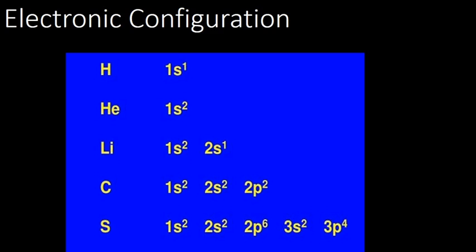Now if we take carbon, there are 6 electrons, so 1s2 2s2 2p2. If we take sulfur, it is 1s2 2s2 2p6 3s2 3p4. So 16 electrons are there.